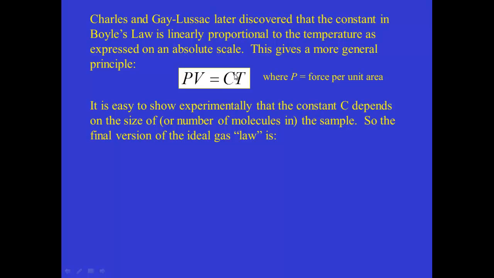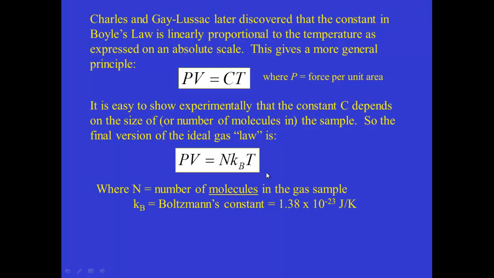If you have a sample that's got a lot more gas molecules, then you have a much bigger C. And so the C actually takes into account the number of molecules or atoms that are in the sample. And so the final version of the ideal gas law in its modern form goes like this. Pressure times volume is equal to N, the number of particles, which are either atoms or molecules, times the temperature, and factored in is this constant that we call Boltzmann's constant.